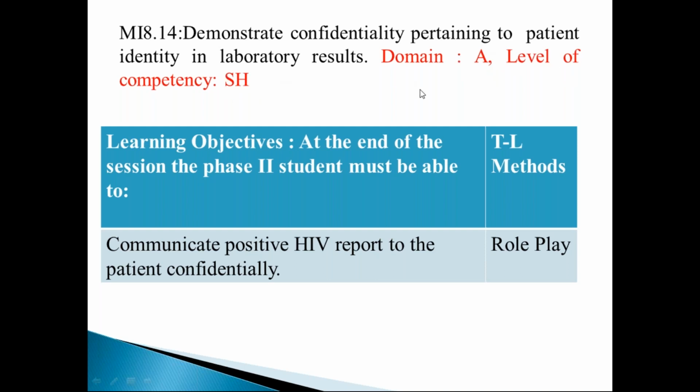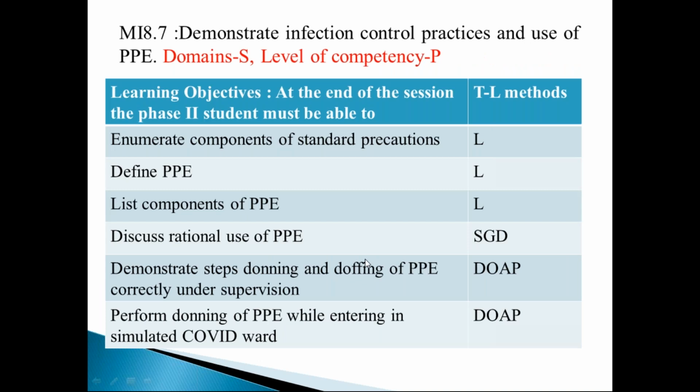This type of affective domain on communication skills can be better taught by role play. Here we can frame one of the objectives: communicate a positive HIV report to the patient confidentially. We can teach in the role play how he can maintain the confidentiality of the patient. Next competency I have taken is 8.7, which is very much relevant to today's scenario.